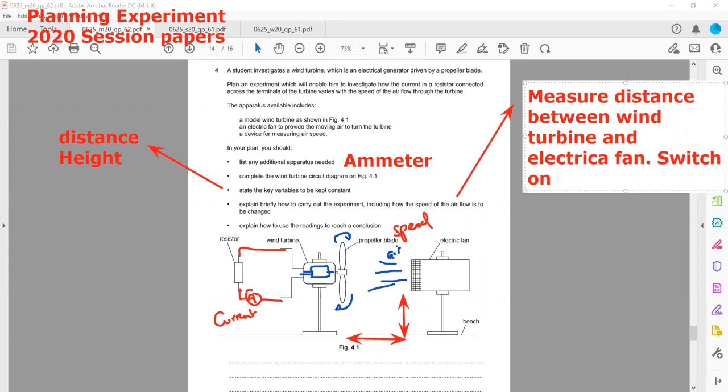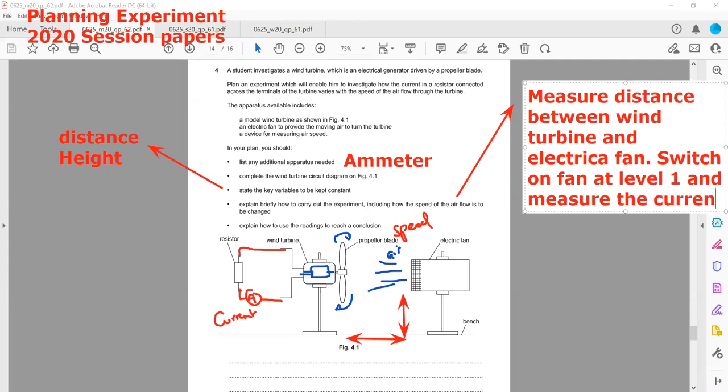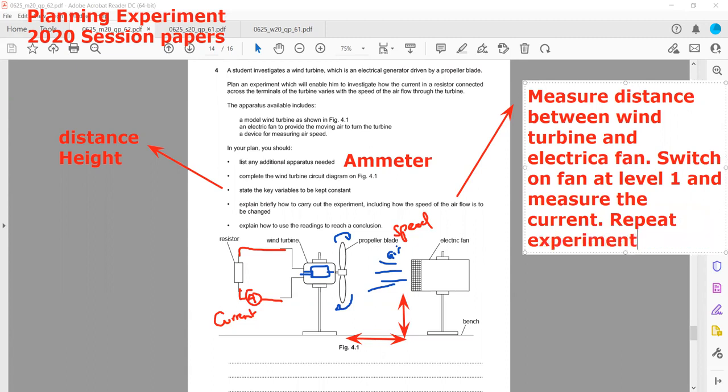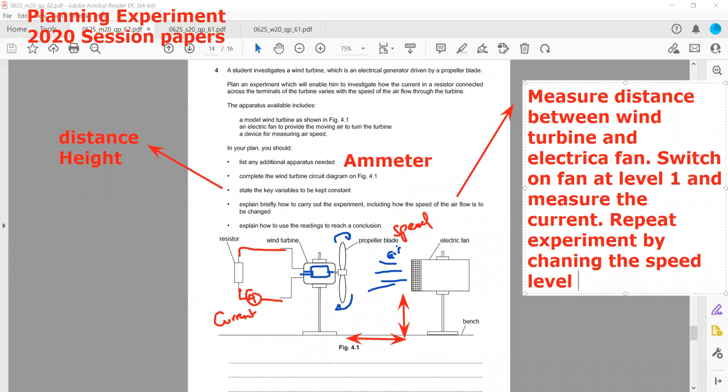And the fan, we can change the speed of the fan by changing the level. So we'll switch on the fan at level 1 and measure the current. Then we will repeat the experiment by changing the level of the fan, and measure the current for each speed.